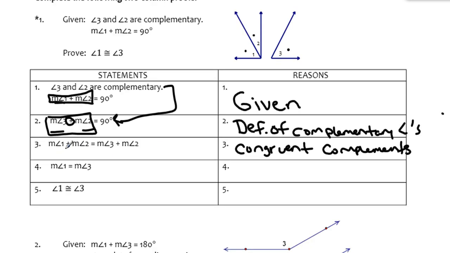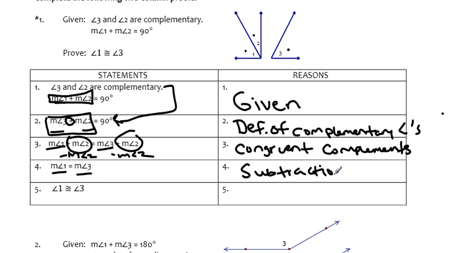Alright, from this line to this line, you notice that the measure of angle 1 is still there, measure of angle 3 is still there, but we lost the measure of angle 2 from both sides. And the only way to lose the measure of angle 2 on both sides is to subtract the measure of angle 2 from both sides. So that's our subtraction property of equality.